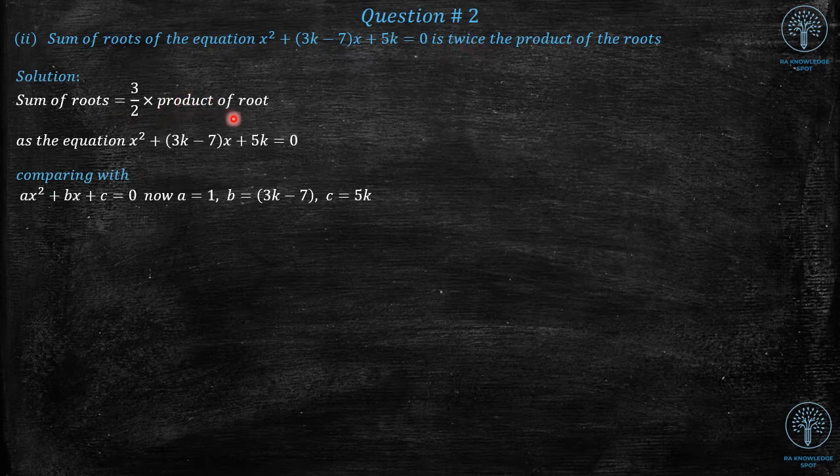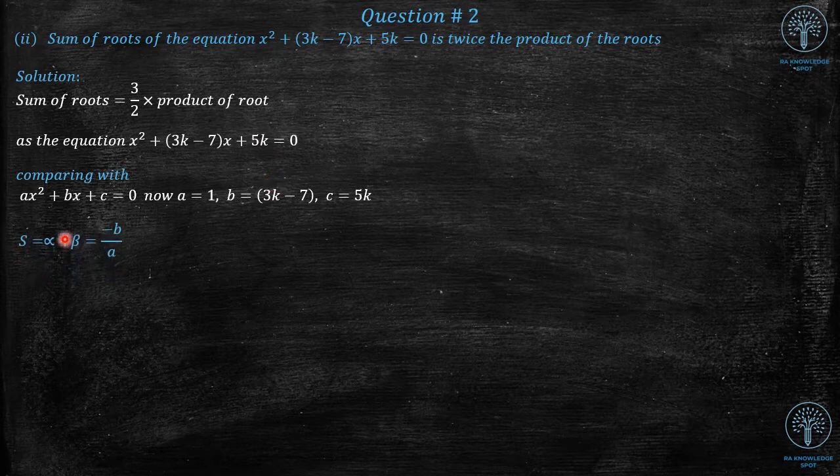times the product of roots. As the equation is different from the previous question, this is x square plus 3k minus 7x plus 5k is equal to 0. Again you have to compare with ax square plus bx plus c is equal to 0. Now your a is 1, you just have to get the values of a, b, c from this equation. Your b is 3k minus 7 and your c is 5k.